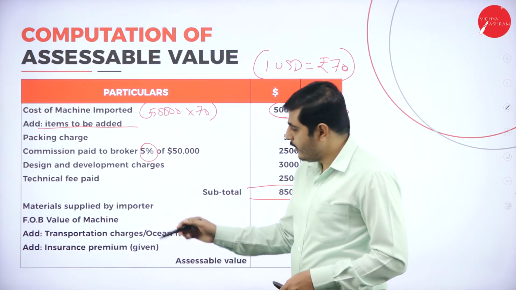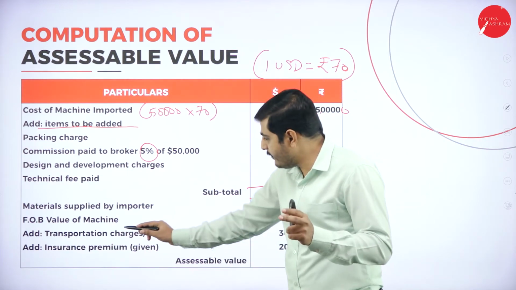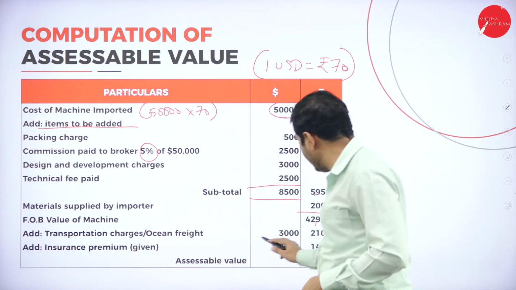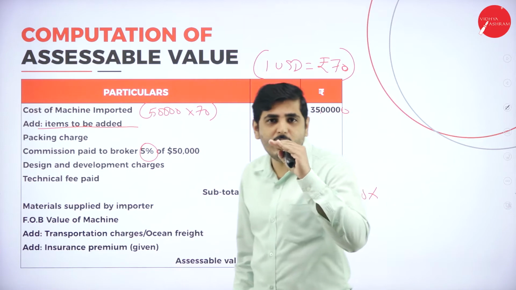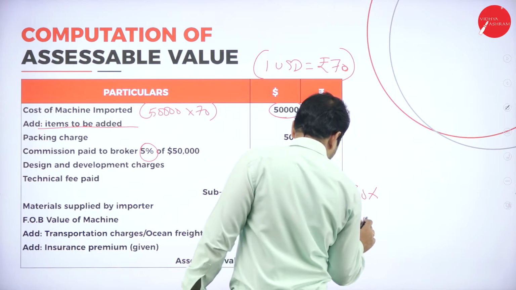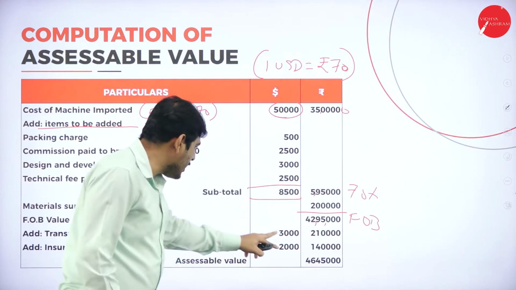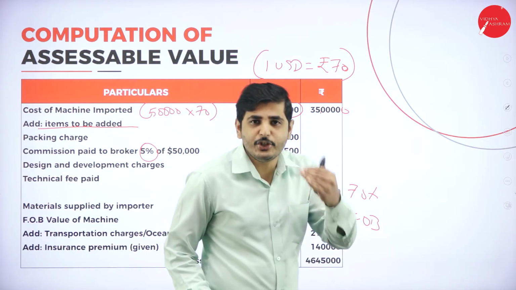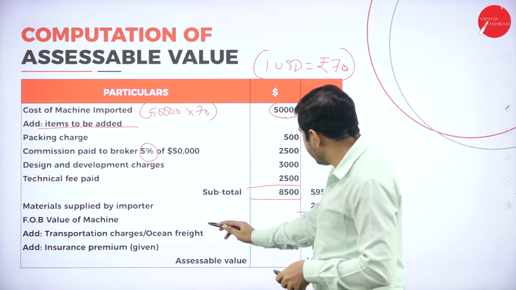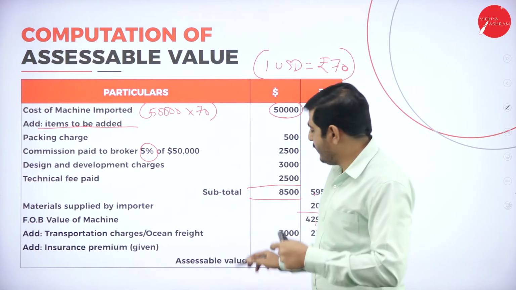Now add the insurance and freight charges. Here we have to add the freight charges. If it is ocean freight and they did not give the amount, it is 20% of the FOB. In this question they have directly given the amount, $3,000. In case of air freight, either the actual amount or 20% of the FOB, whichever is lesser, should be considered. In case of land and ocean freight, if they give the direct amount, we can take it directly; otherwise we can take 20% of the FOB value.